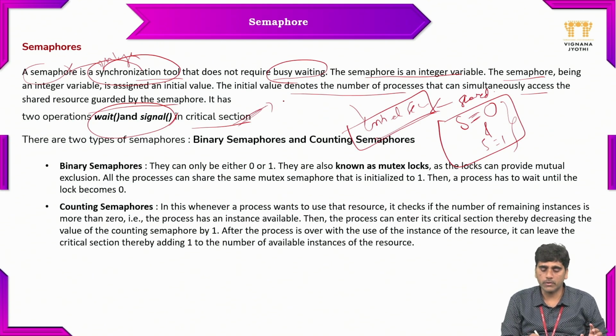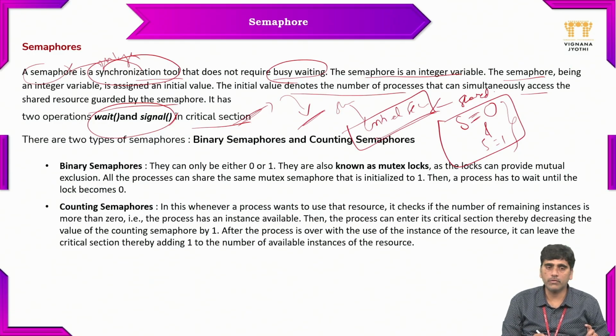Whenever a process enters the critical section, it must perform one operation. After completing the shared resource access, it uses another operation. So there are two types of operations performed in the critical section: wait and signal.